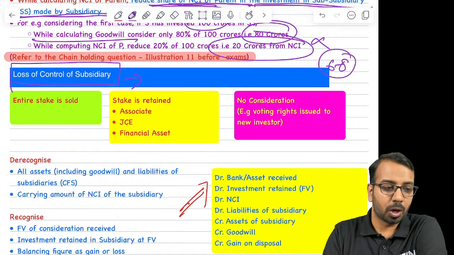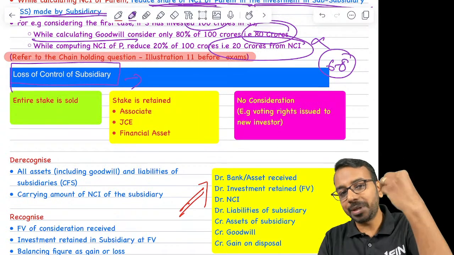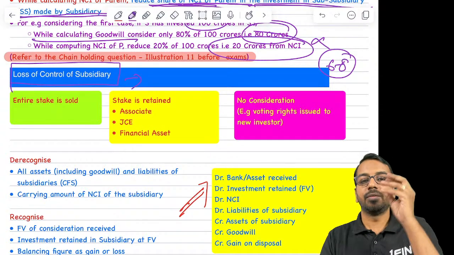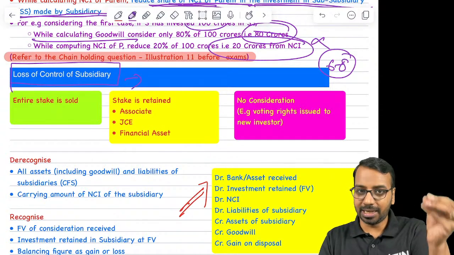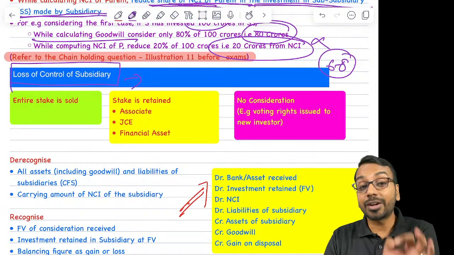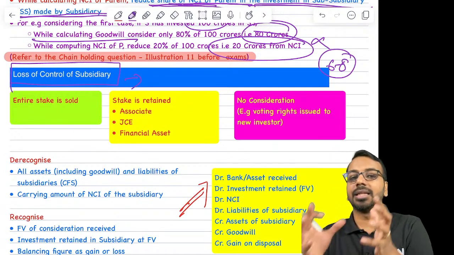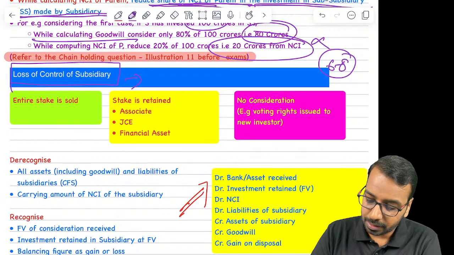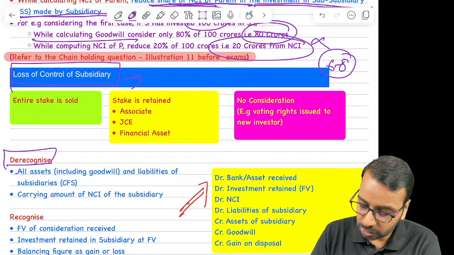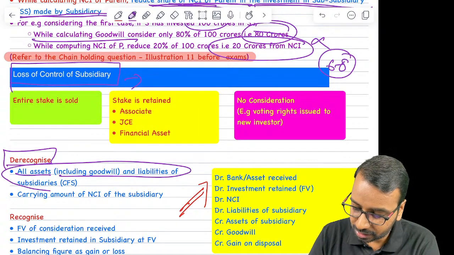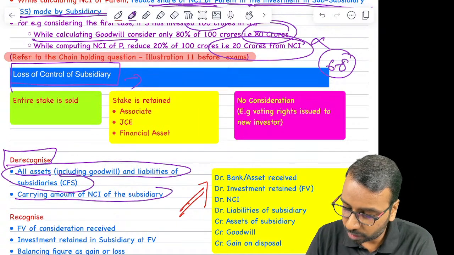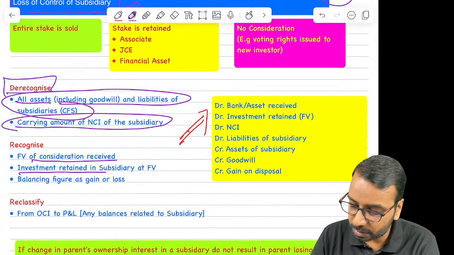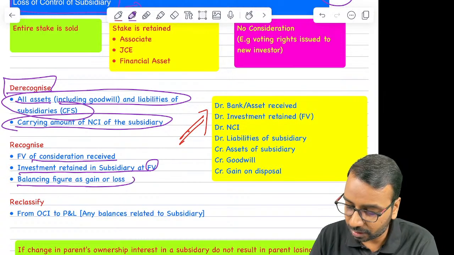When control is lost, what we'll do is, we will eliminate assets of the subsidiary, we will eliminate liabilities of the subsidiary, we will eliminate NCI, we will eliminate any relevant goodwill. Okay. If at all some investment is retained, then the fair value of that investment retained will be shown in the balance sheet. So, you will de-recognize all assets including goodwill and liabilities of subsidiaries and carrying amount of NCI in the subsidiaries. You will recognize consideration received, investment retained at fair value and balancing figure as gain or loss.